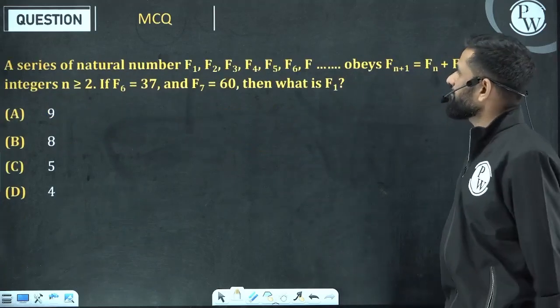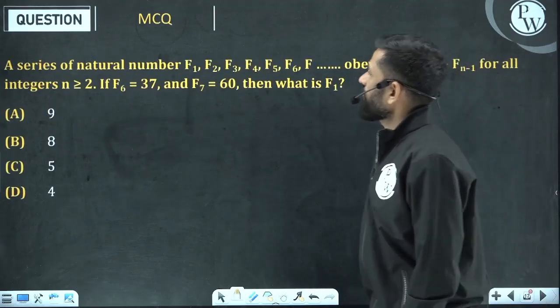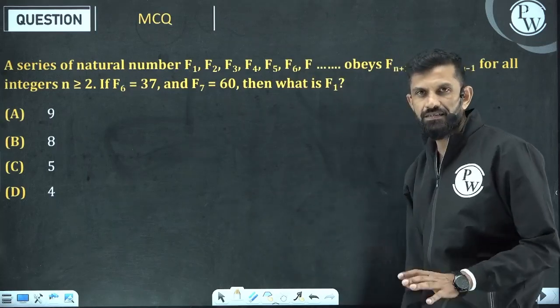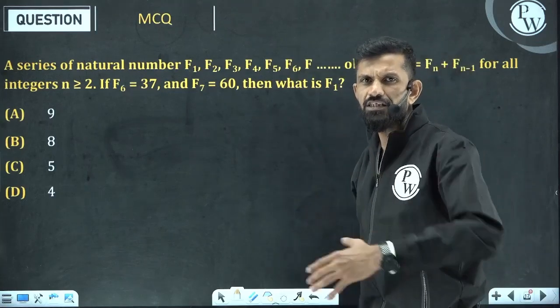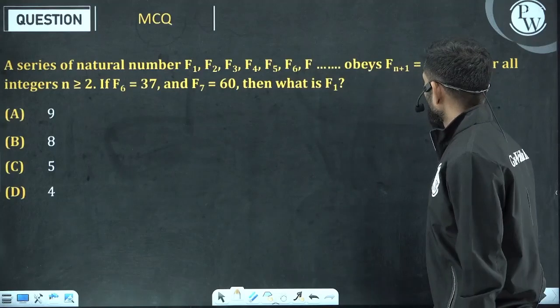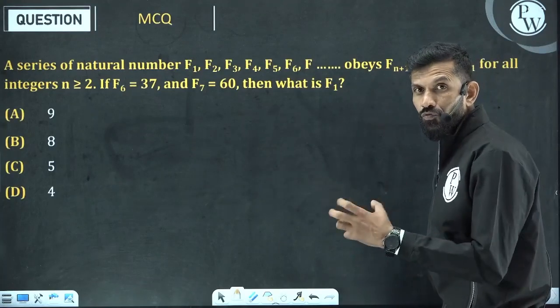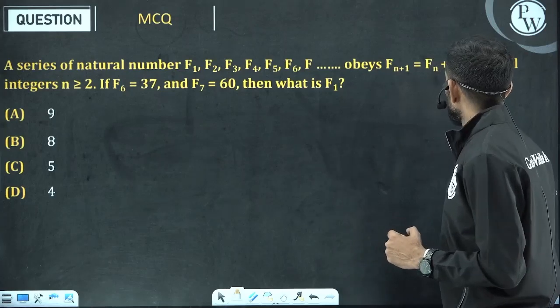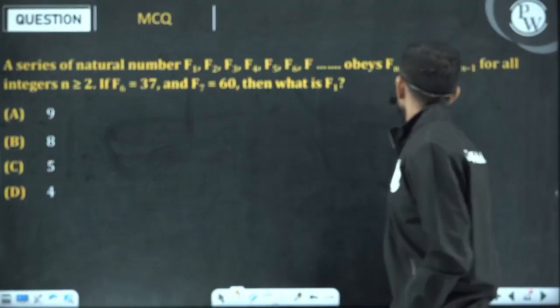Moving to the next one. A series of natural numbers f1, f2, f3, f4, f5, f6 is given. Okay, there is a series of natural numbers, and so on. It obeys a formula: f(n+1) = f(n) + f(n-1).